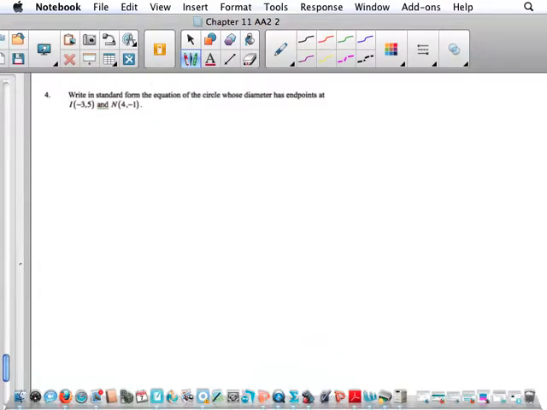Number 4, write in standard form the equation of a circle whose diameter has endpoints at -3, 5 and 4, -1. So you want the equation of the circle which has the endpoints of its diameter at these 2 points. So you can find the midpoint of the endpoints, which is the center of the circle.